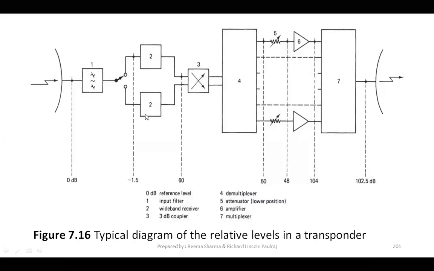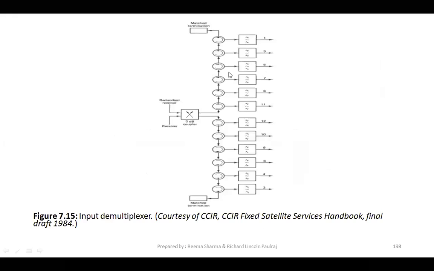Okay, both are receivers. As I told you, there is a copy of these devices on the upper half, and at the lower half there's a copy. And then it gets into your 3 dB coupler that we saw previously. Then this 4 is your demux. So this is the 3 dB coupler. Okay, and here is what we are talking about.